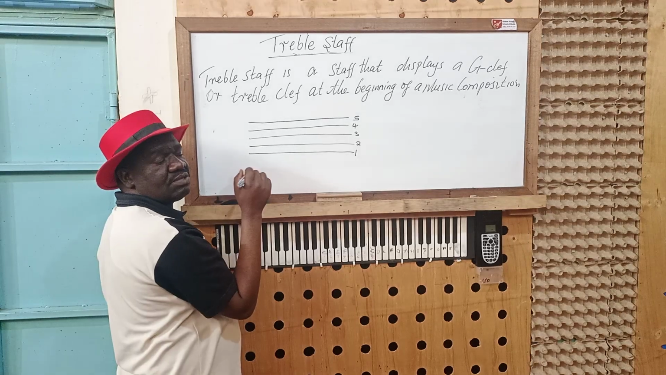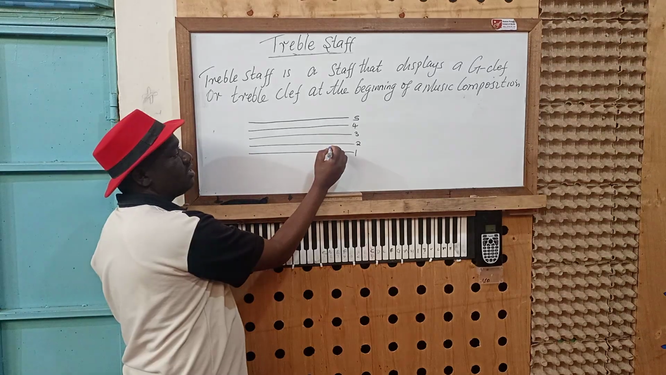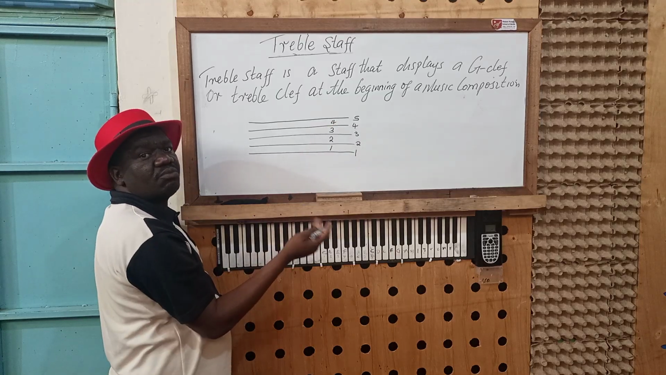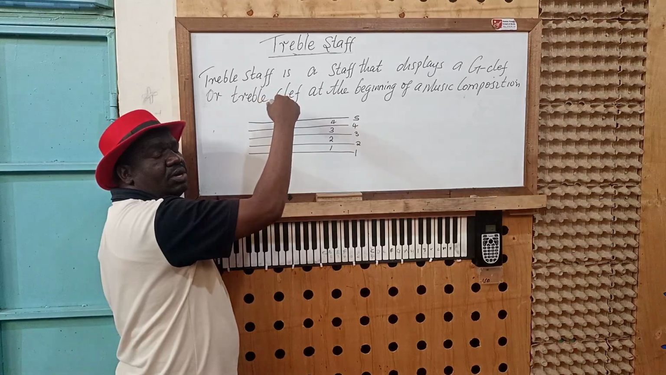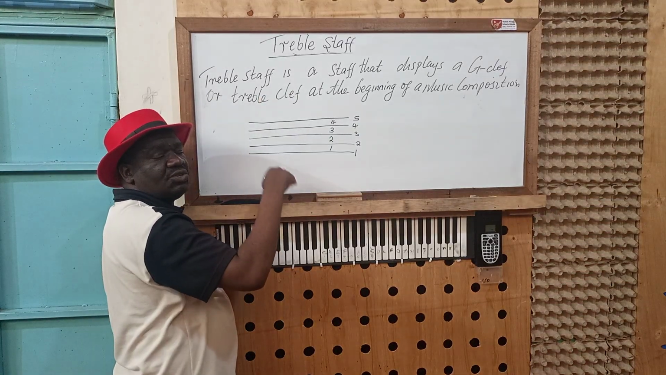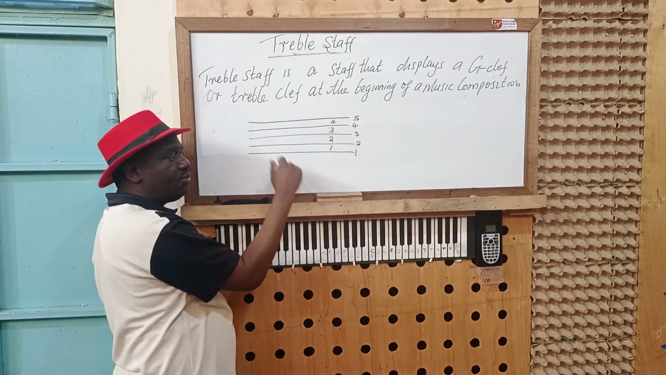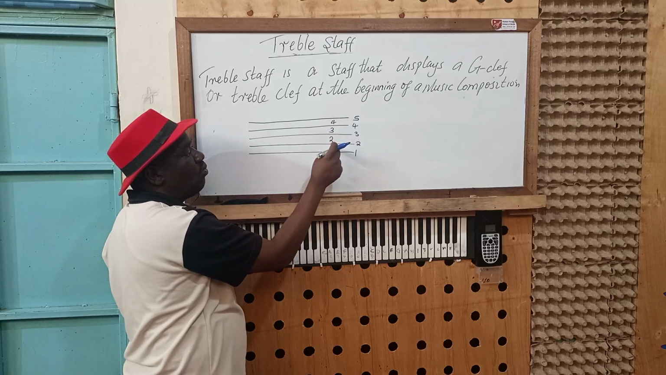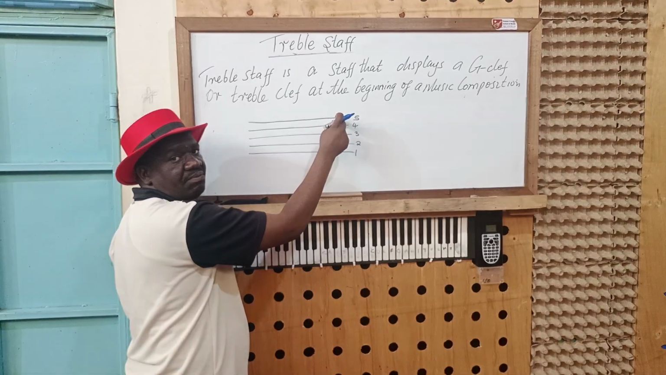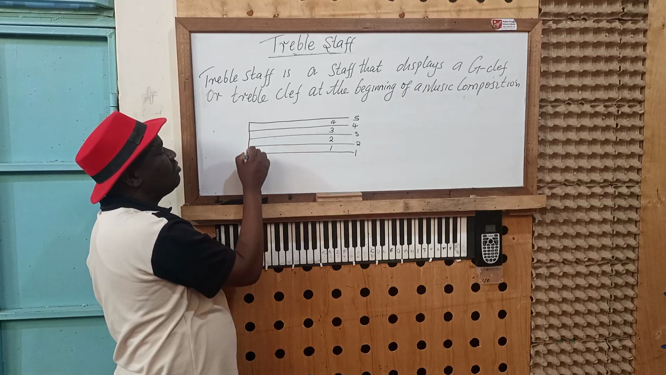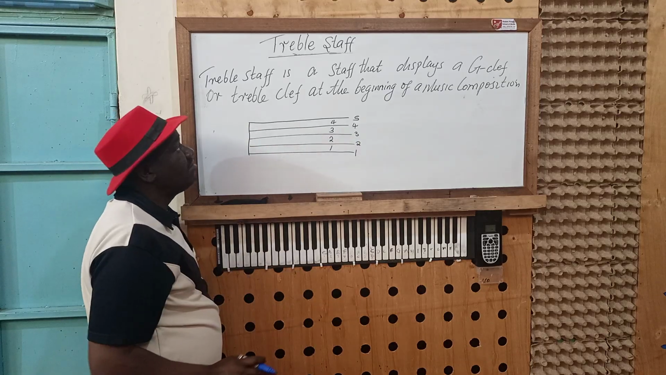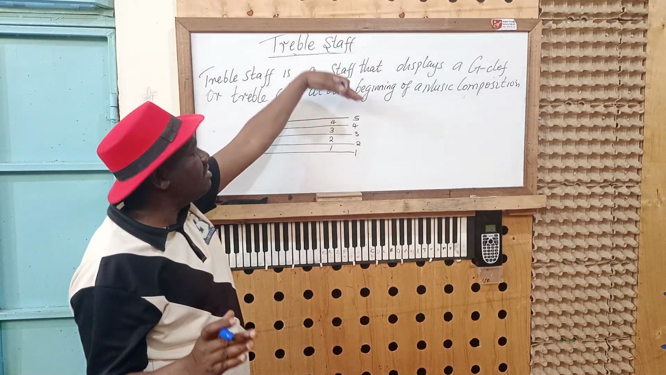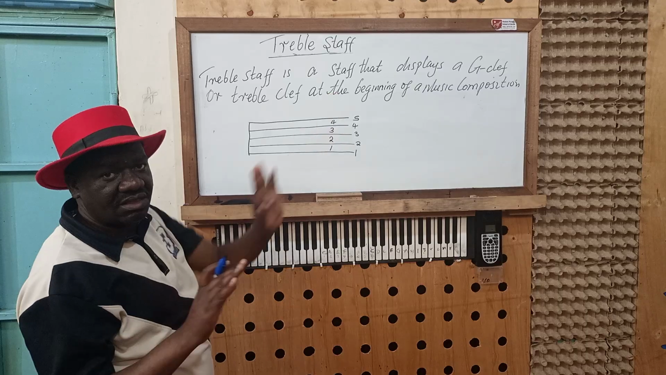Now we also name the spaces from bottom up. So this is space 1, space 2, space 3, space 4. Don't name them from top to bottom. It is the other way around. You name them from bottom upward. 1, 2, 3, 4, 5 lines. 1, 2, 3, 4 spaces. Now, this is what we call a staff. The word staff alone. From the definition, it's a set of 5 lines and 4 spaces. That is what we call staff.